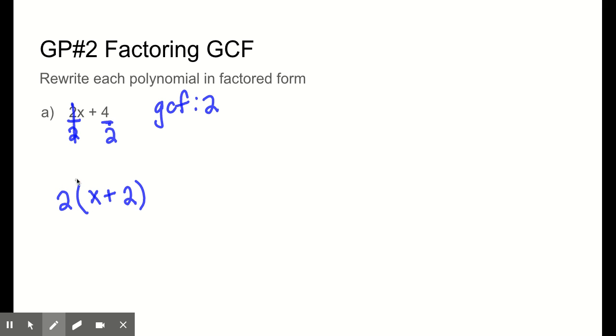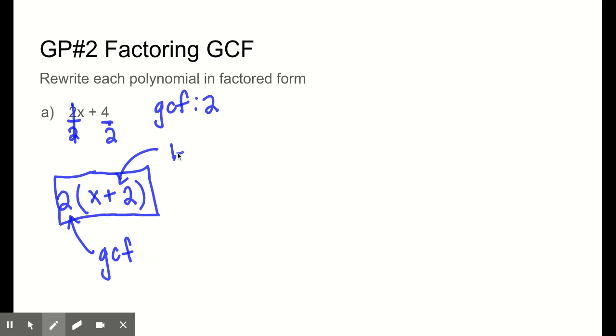And this is our factored form. Now this 2 is the GCF of the polynomial, and that GCF will always get written out in front of the parentheses, and what's in the parentheses is what's left over when you divide out the GCF. And again, this is your factored form.